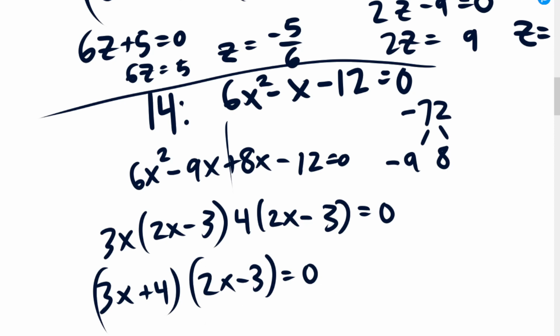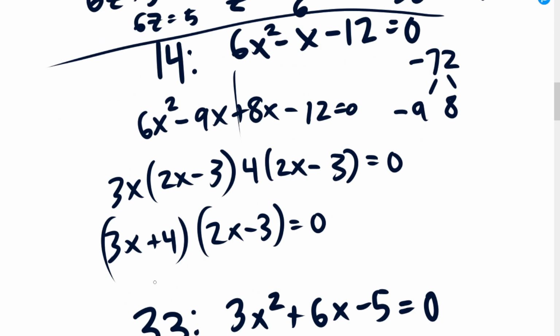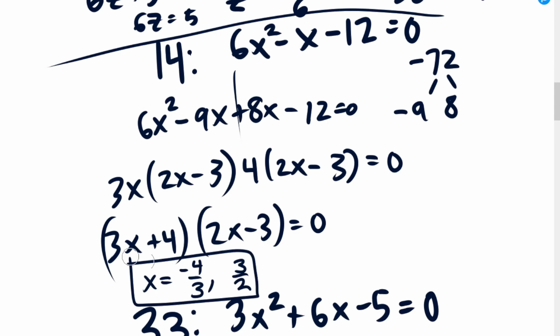We want to set them equal to 0. I'm doing some mental math. We'll have x is equal to negative 4/3, and x is equal to positive 3/2. And if you plug those into your equation, your answer should give you a 0. Both of them should.